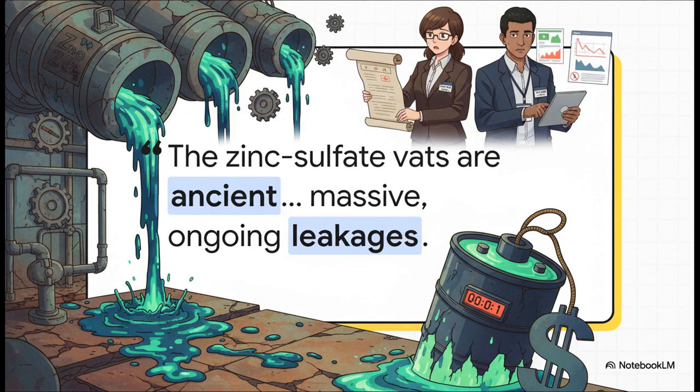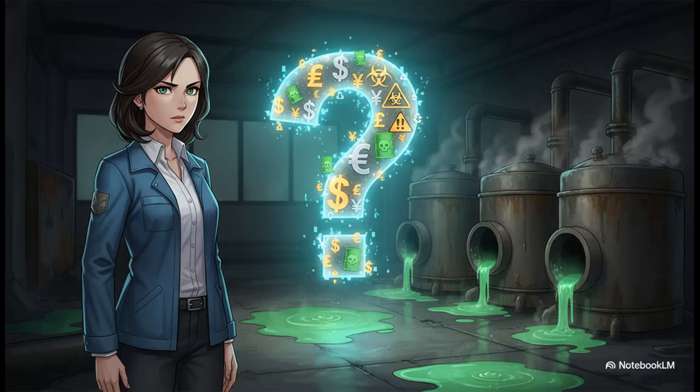The zinc sulfate vats are ancient. They're failing, they're leaking toxic chemicals all over the place. This is a massive environmental and financial time bomb, just ticking away. So, when you find something like that, what's the first question you ask? It's pretty logical, right? Where's the money set aside to clean this mess up? A problem this big? You have to have money put aside for it.